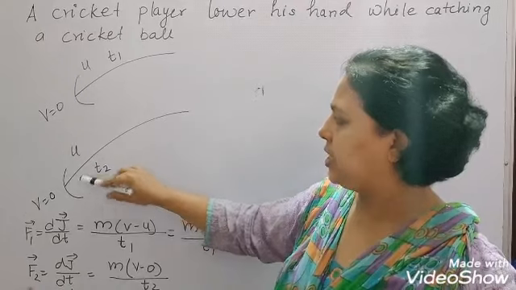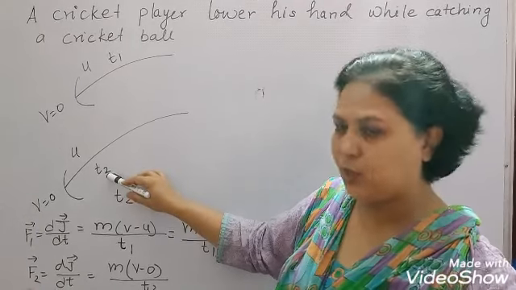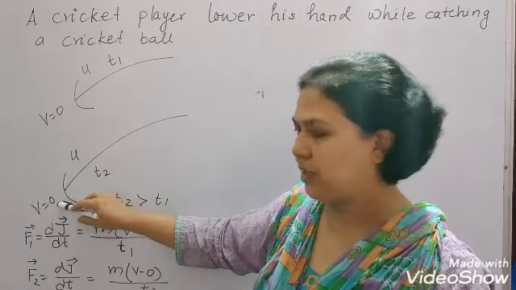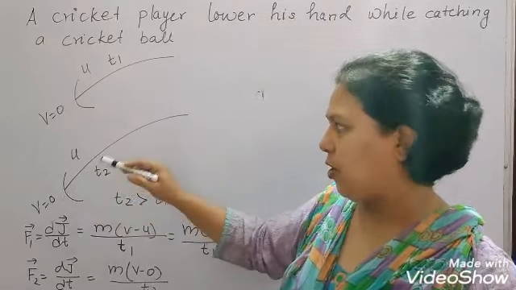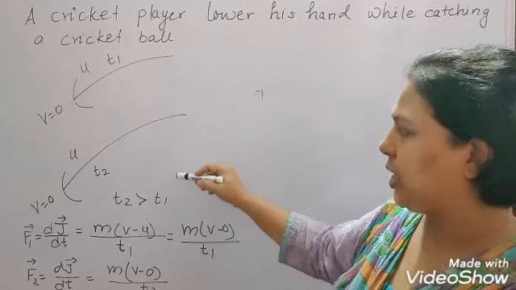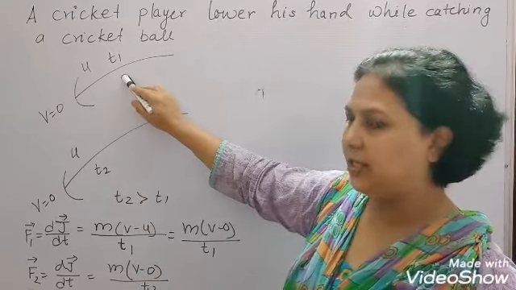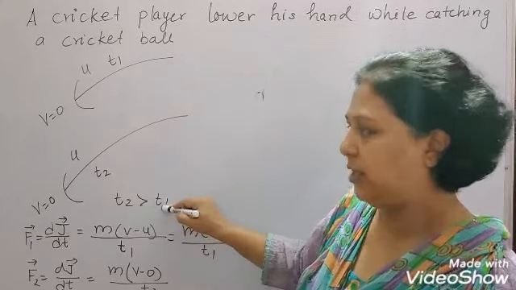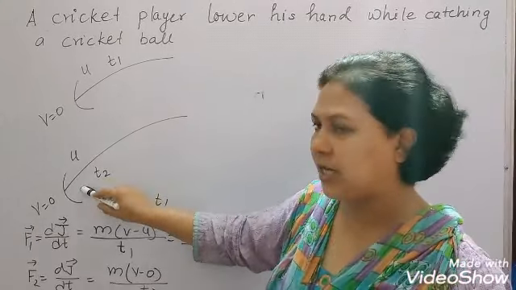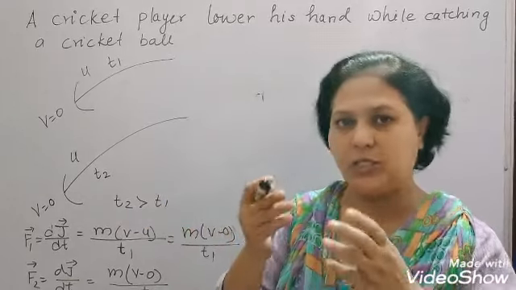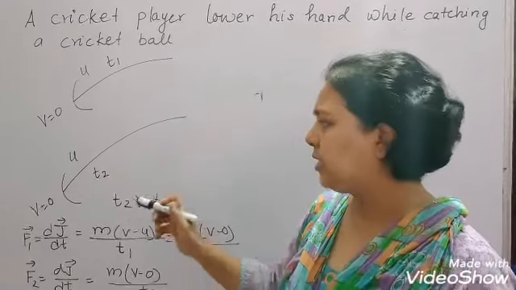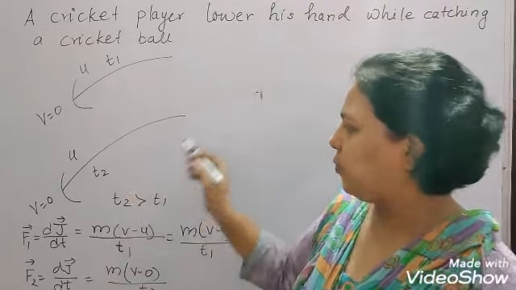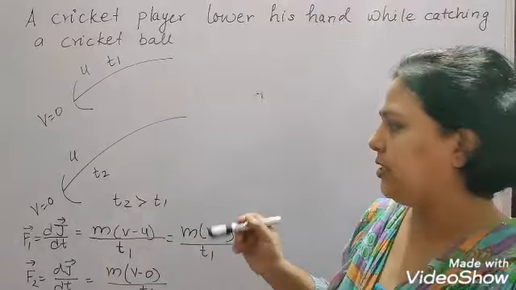In such a case the time is t2, the initial velocity is u and the final velocity is 0. But obviously you can see that in both cases the time taken is t1 and t2, and you will find that t2 is more than t1. That means it will take longer in the second case when he is lowering his hand. He is just taking more time to catch it. And how is Newton's second law applied here?